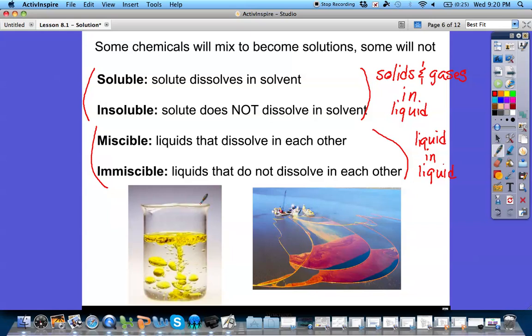So here, miscible is liquids that do dissolve in each other. Immiscible is liquids that do not dissolve in each other. We have oil and water, and no matter how many times I stir this, these two are not going to evenly mix. They're going to eventually settle back out into the two different layers.